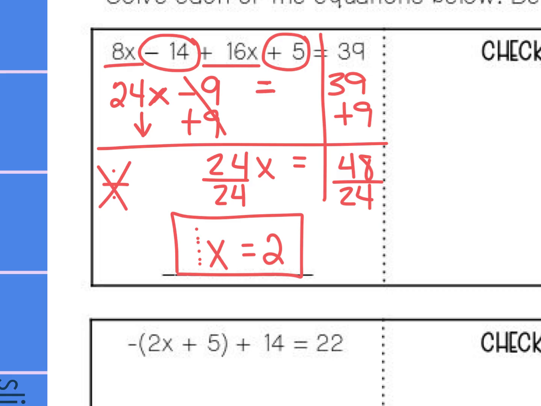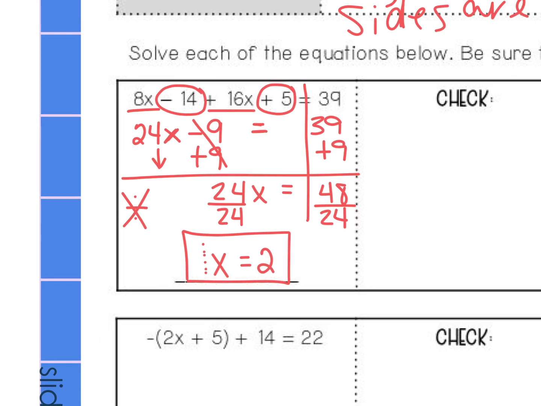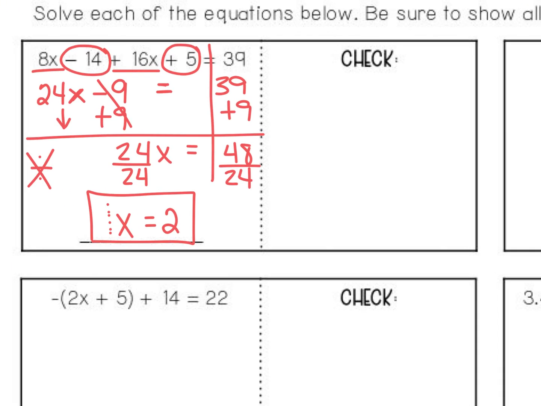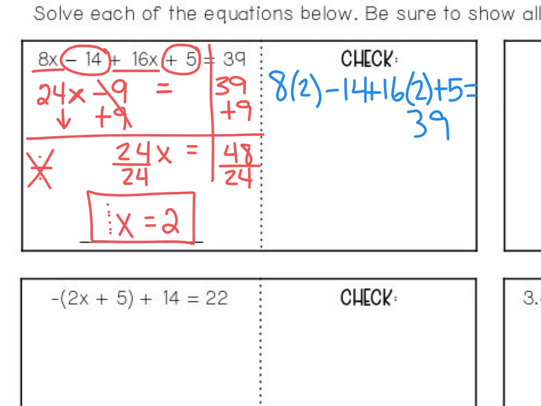We have to check it, guys. It doesn't take very long. All we're going to do is everywhere that we see an x, we're going to put a 2 because that's what we think the value of x is. And our calculator is super nice. Equals 39. So go to your calculator and type that in.